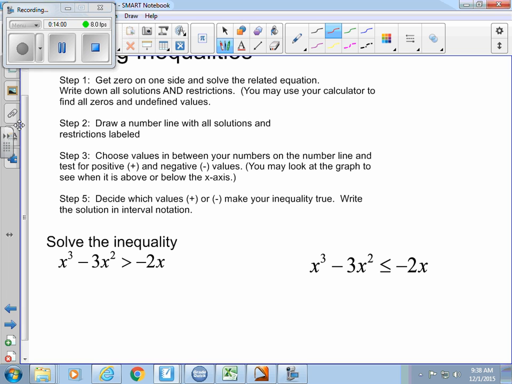And step 5, decide which values make your inequality true. Write the solution in interval notation.